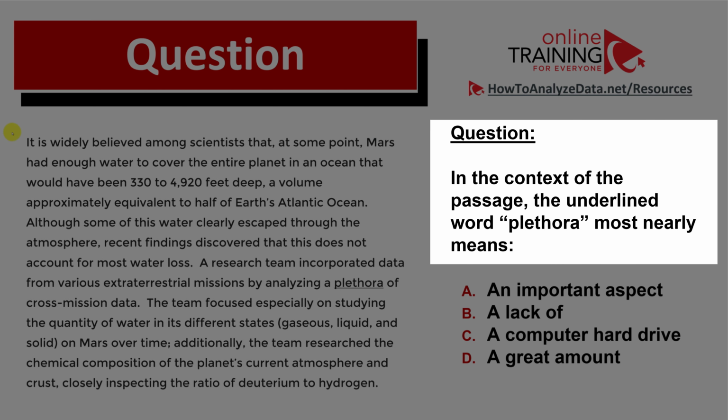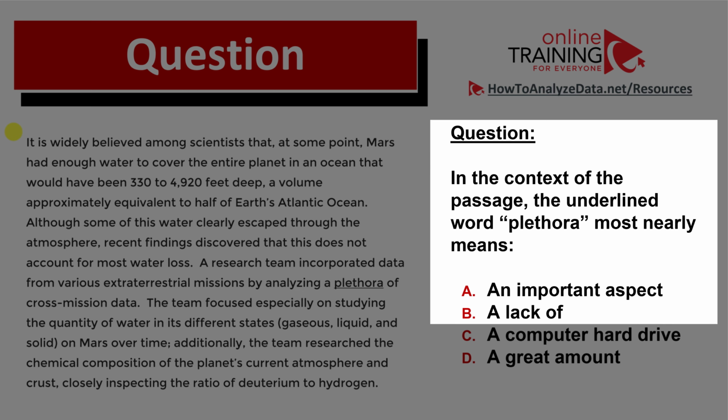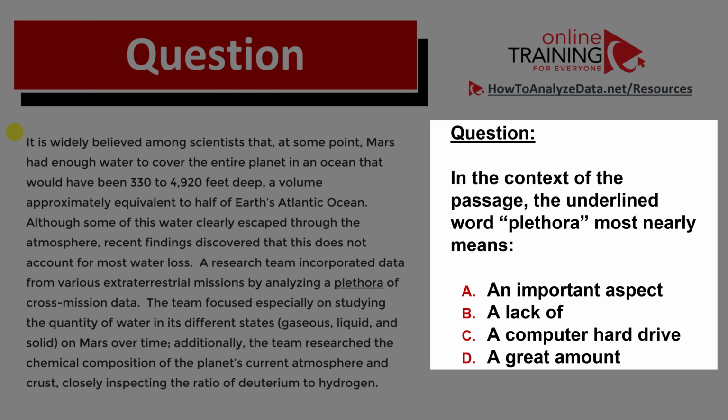And here's the question. In the context of the passage, the underlined word plethora most nearly means choice A, an important aspect, choice B, a lack of, choice C, a computer hard drive, and choice D, a great amount.